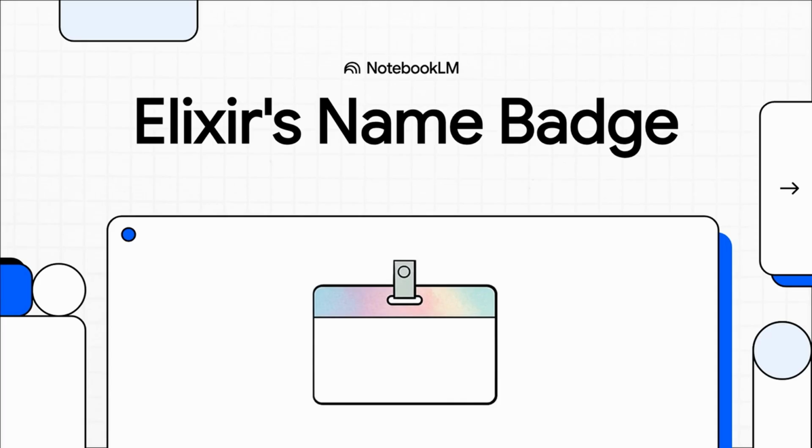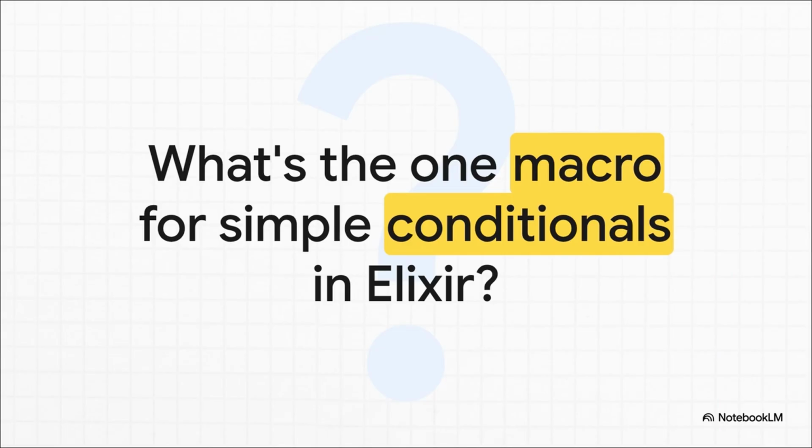Let's dive into the name badge challenge from Exercism. Now, this one looks super simple on the surface, but trust me, it's hiding a really important lesson: how one single Elixir concept can help you get rid of messy conditional code and make everything way cleaner. So what's the secret sauce here? What's this one macro that's built for these simple yes or no decisions? That's exactly what we're going to uncover.